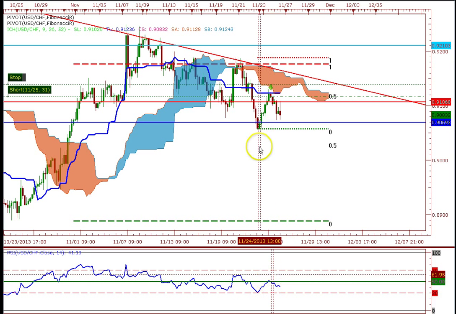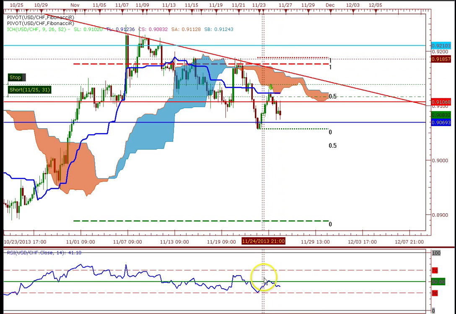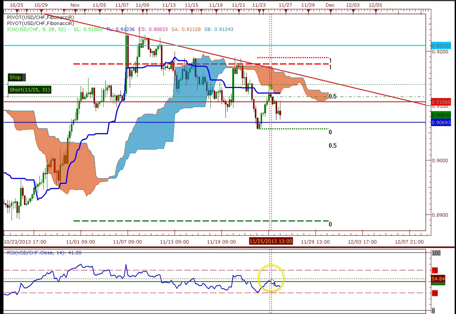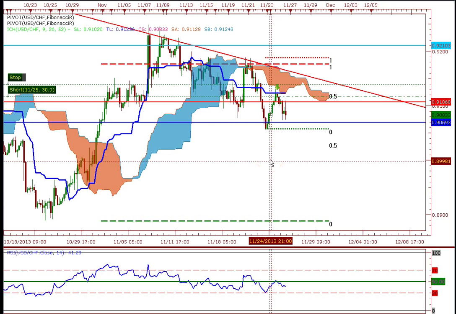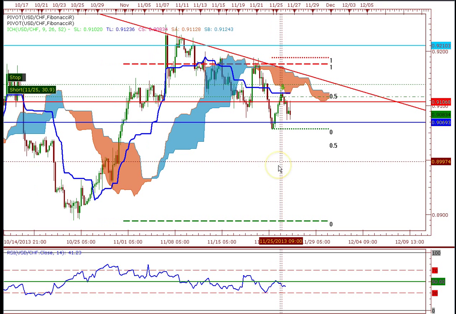If price was above the Kijun-sen and the cloud, and RSI was above the 50 level, then we would want to take a long trade. All right, so that's how you can stay on the right side of the market basically.